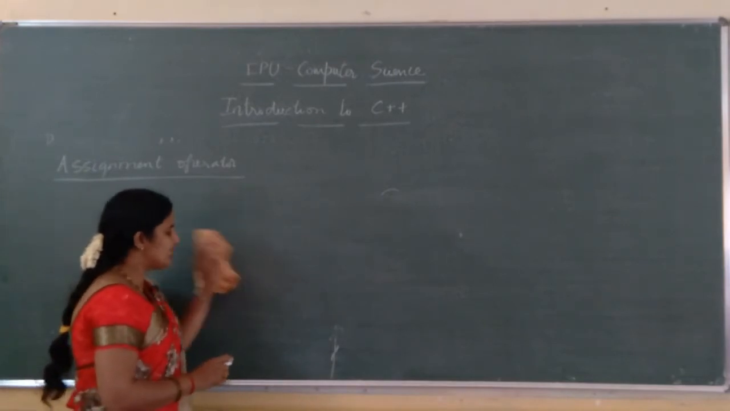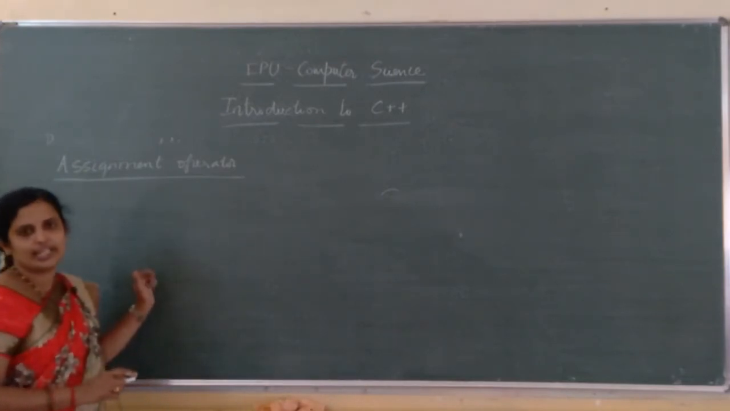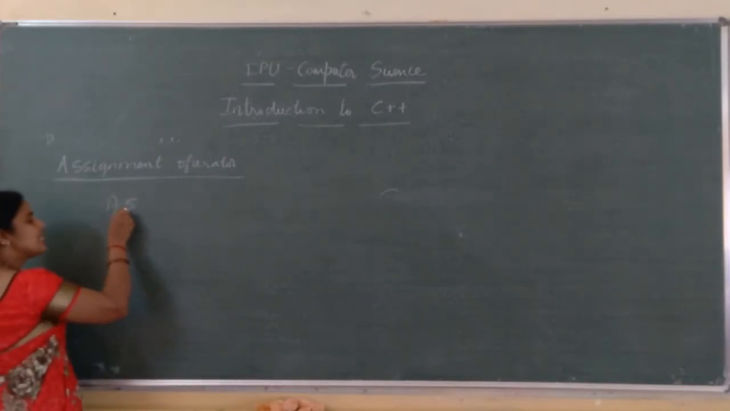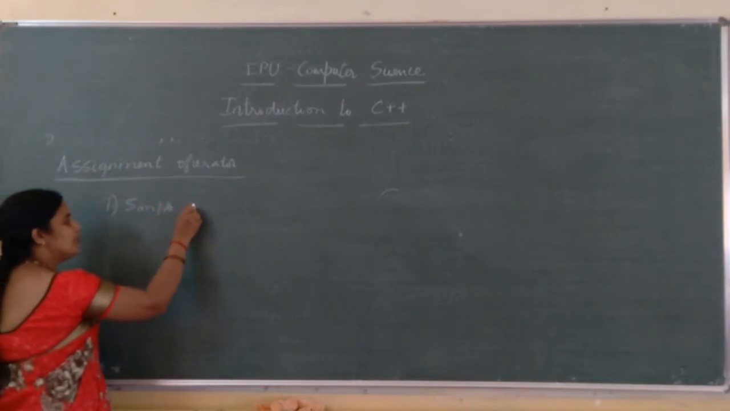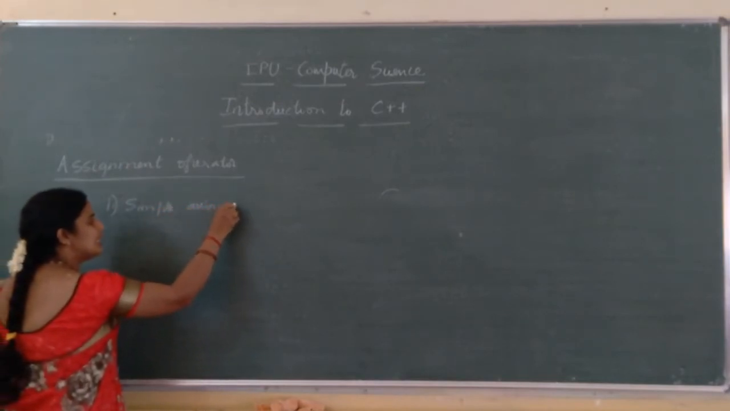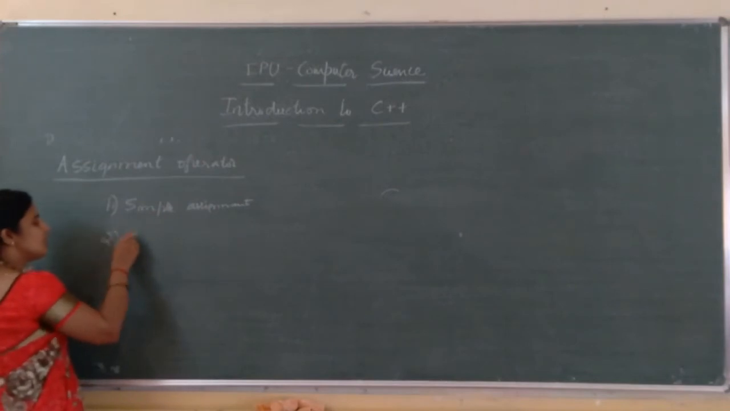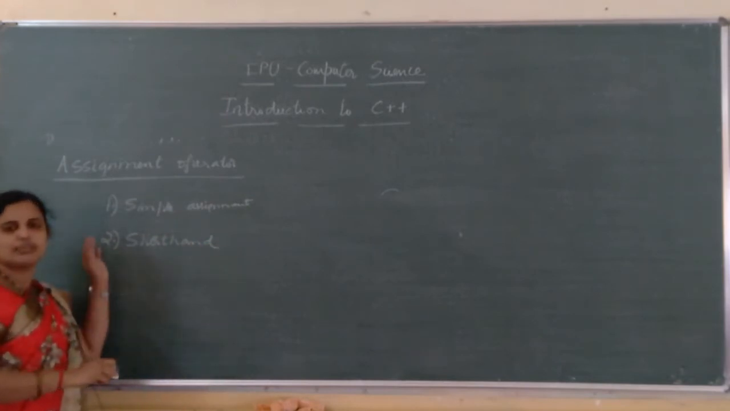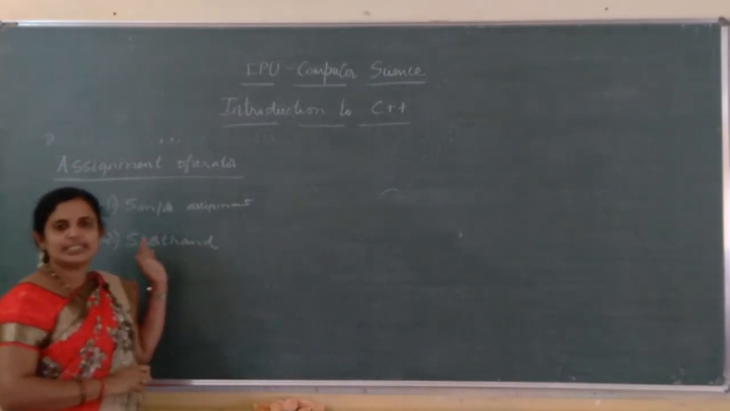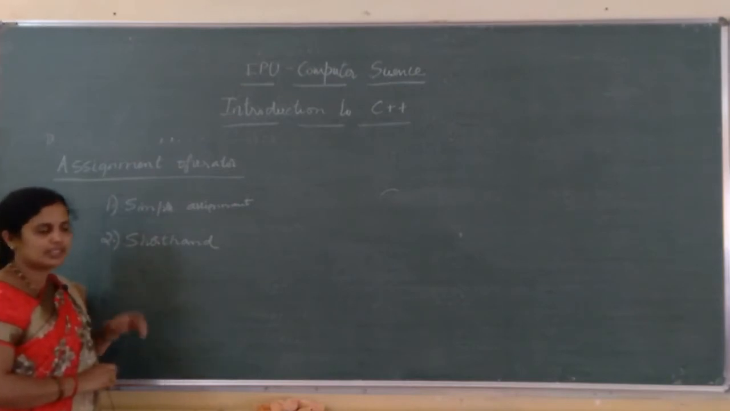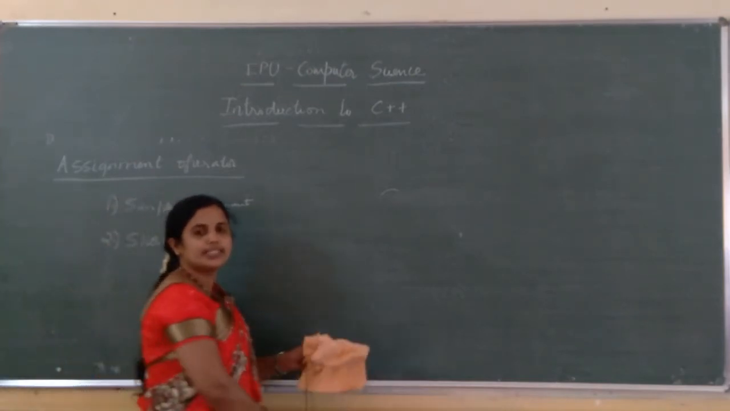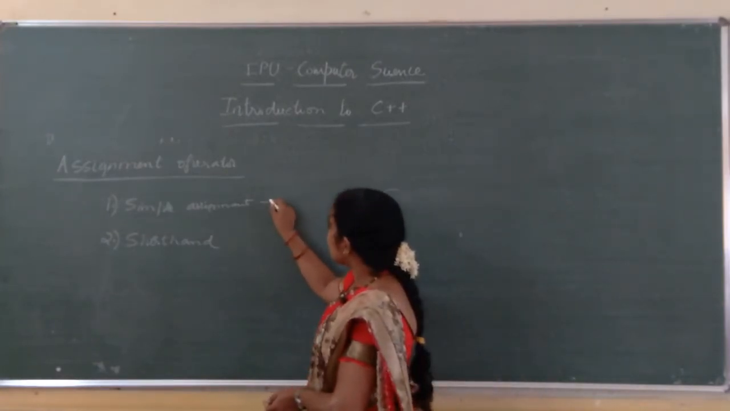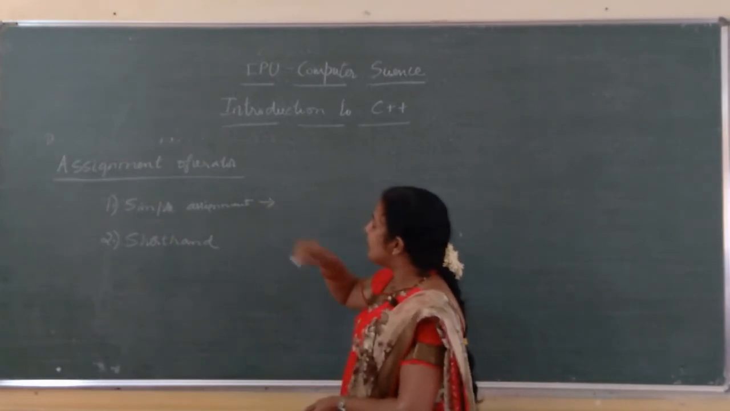Why is the assignment operator used? To assign the values. There are 2 different types of assignment operators. First one, simple assignment operator. Second one, shorthand assignment operator. There are two types of assignment operators in C++, simple assignment operator and shorthand assignment operator. First we will see what is simple assignment operator.